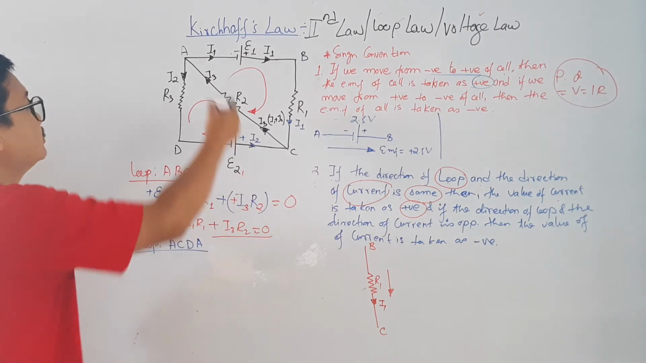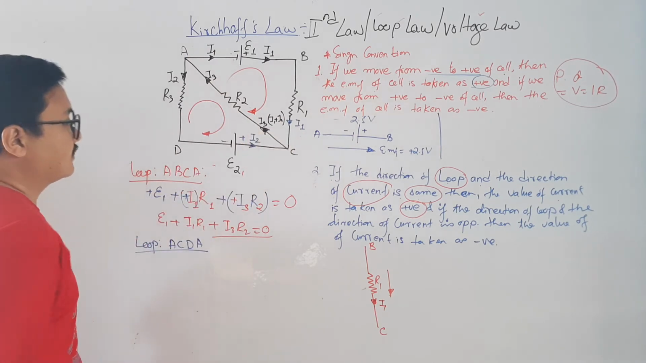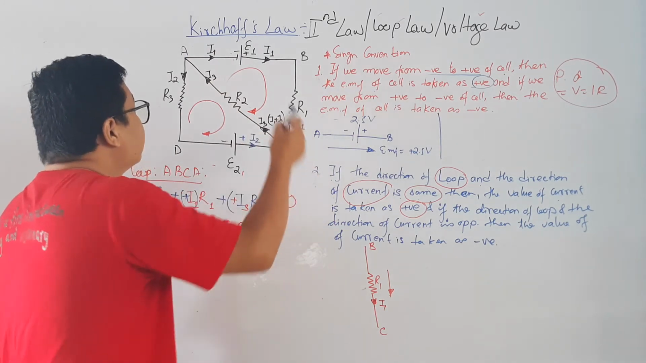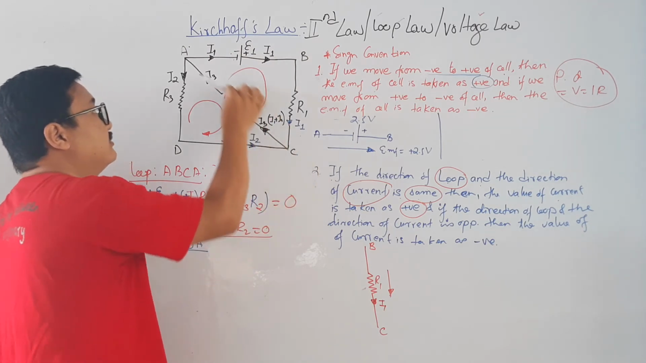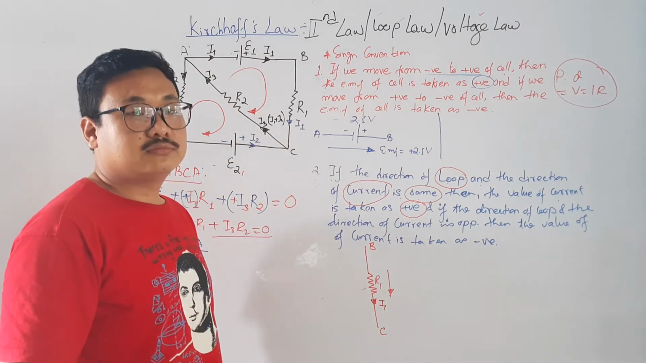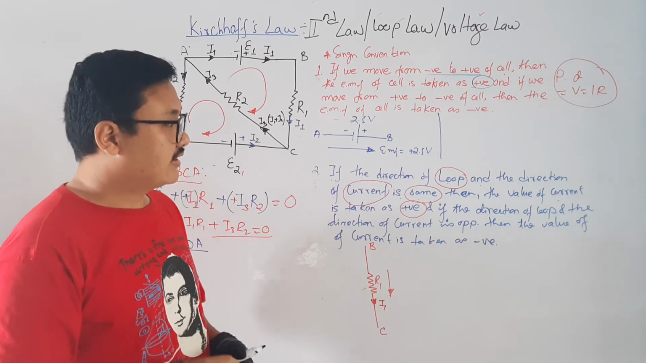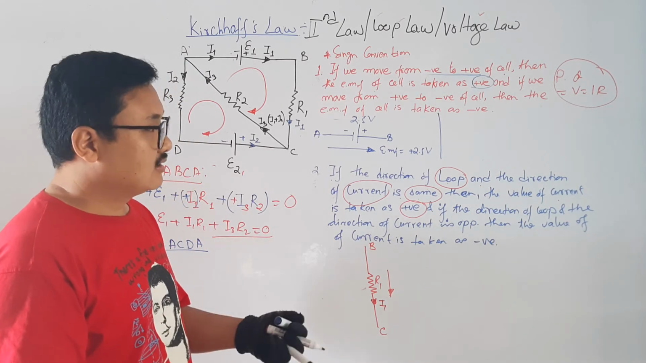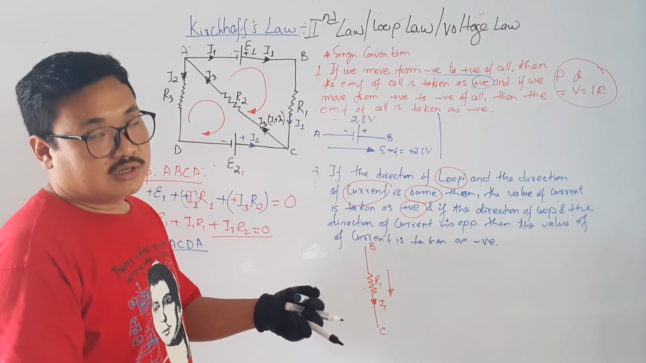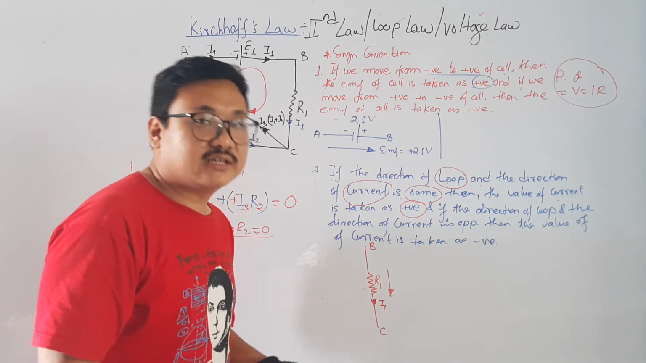Now from A to C. I am going from A to C, but the current is going from C to A. Are they in the same direction? No, they are opposite. For that, what will be the value of current? If it is the same, it should be positive. If it is opposite, then it should be negative.